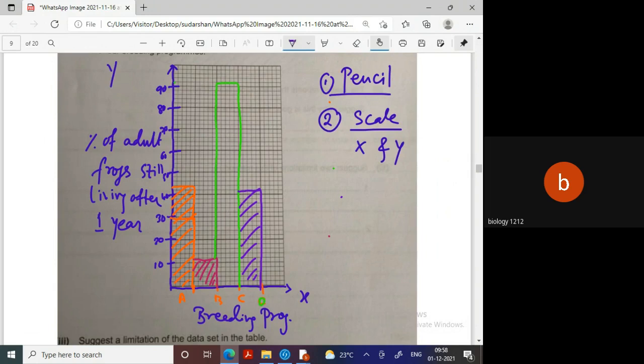It is representing the percentage of adult frogs after 1 year, and directly it will give you very good marks. That's around 4 marks if you follow the steps here: x-axis, y-axis, draw with a pencil and use the proper scale.